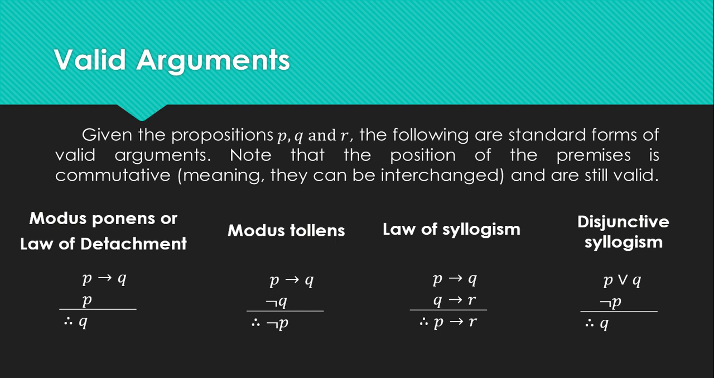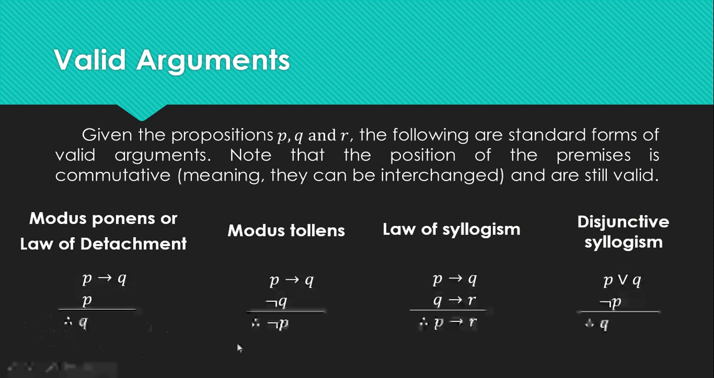First off, I will be presenting the valid arguments. We have four here. Say we have propositions P, Q, and R, and the propositions are arranged in this manner, then we can say that the given argument is valid. First, we have the modus ponens or the law of detachment, wherein if we have P implies Q and P as our premises and Q as our conclusion, this is an example of a valid argument.